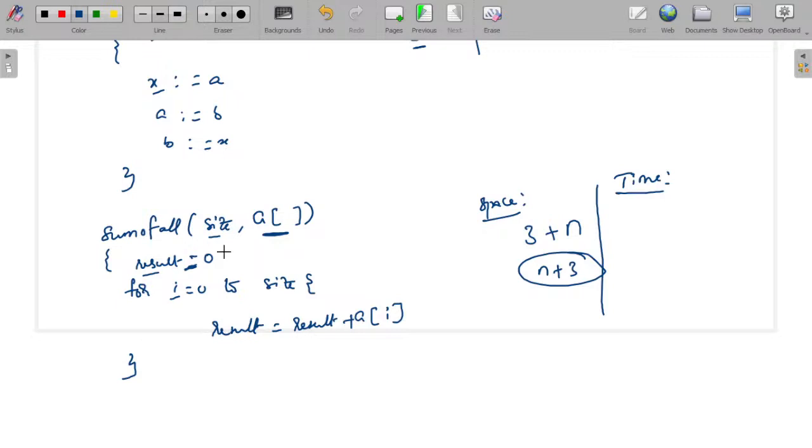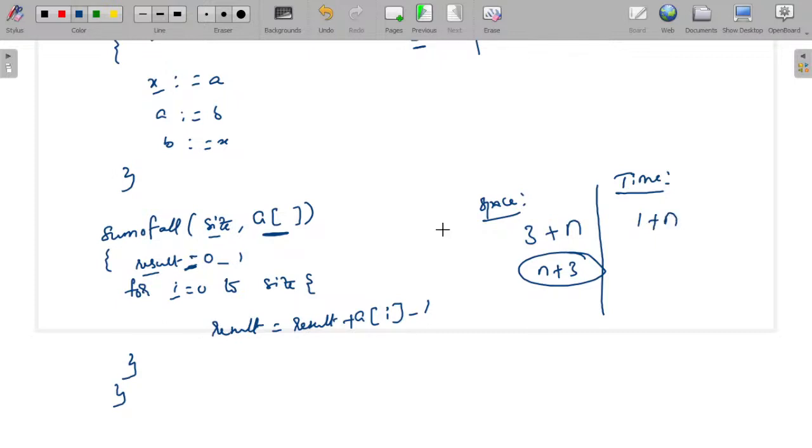So here, for this line we need 1 unit, and for this also we need 1 unit. But what about this for loop? It will be executed n number of times, according to the size of the array, and we represent that as n, right? So which is 1 plus n.